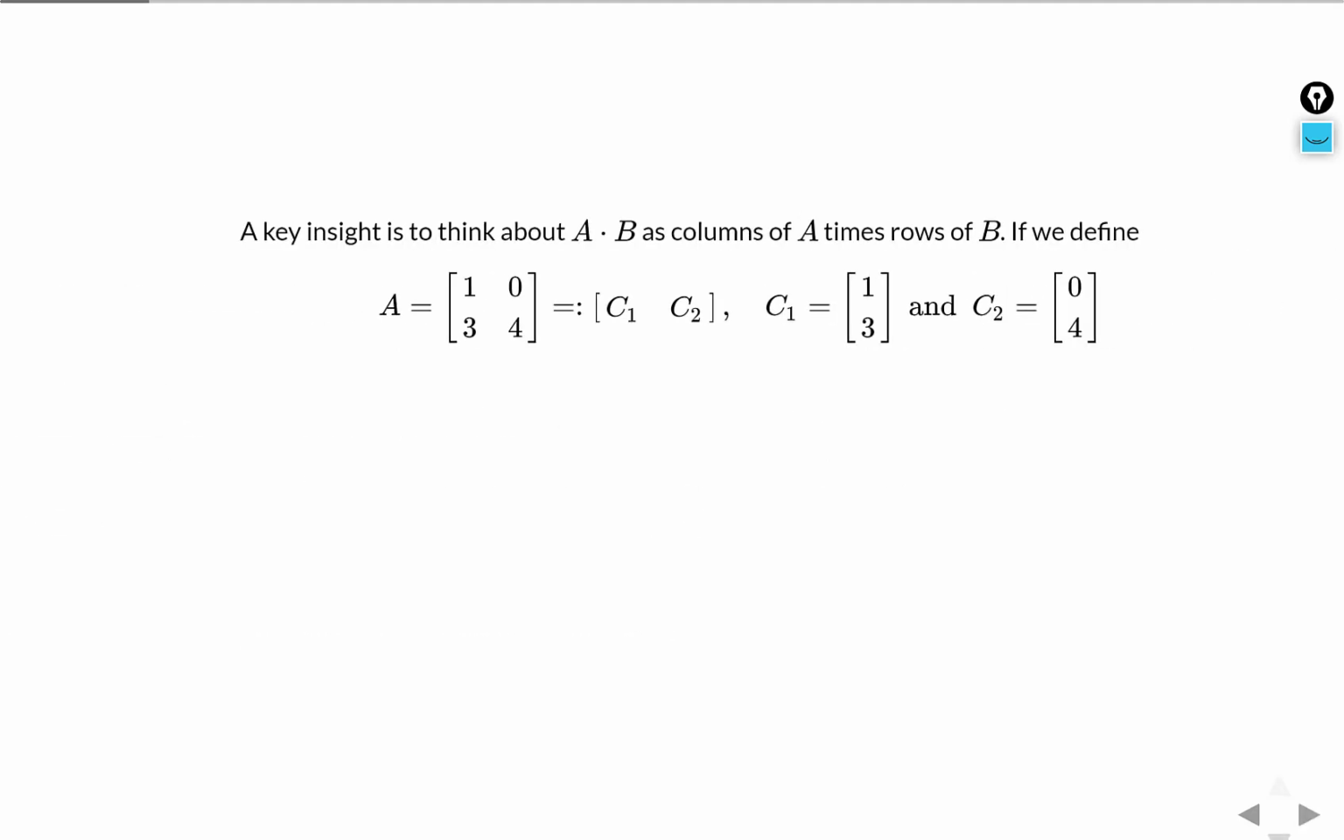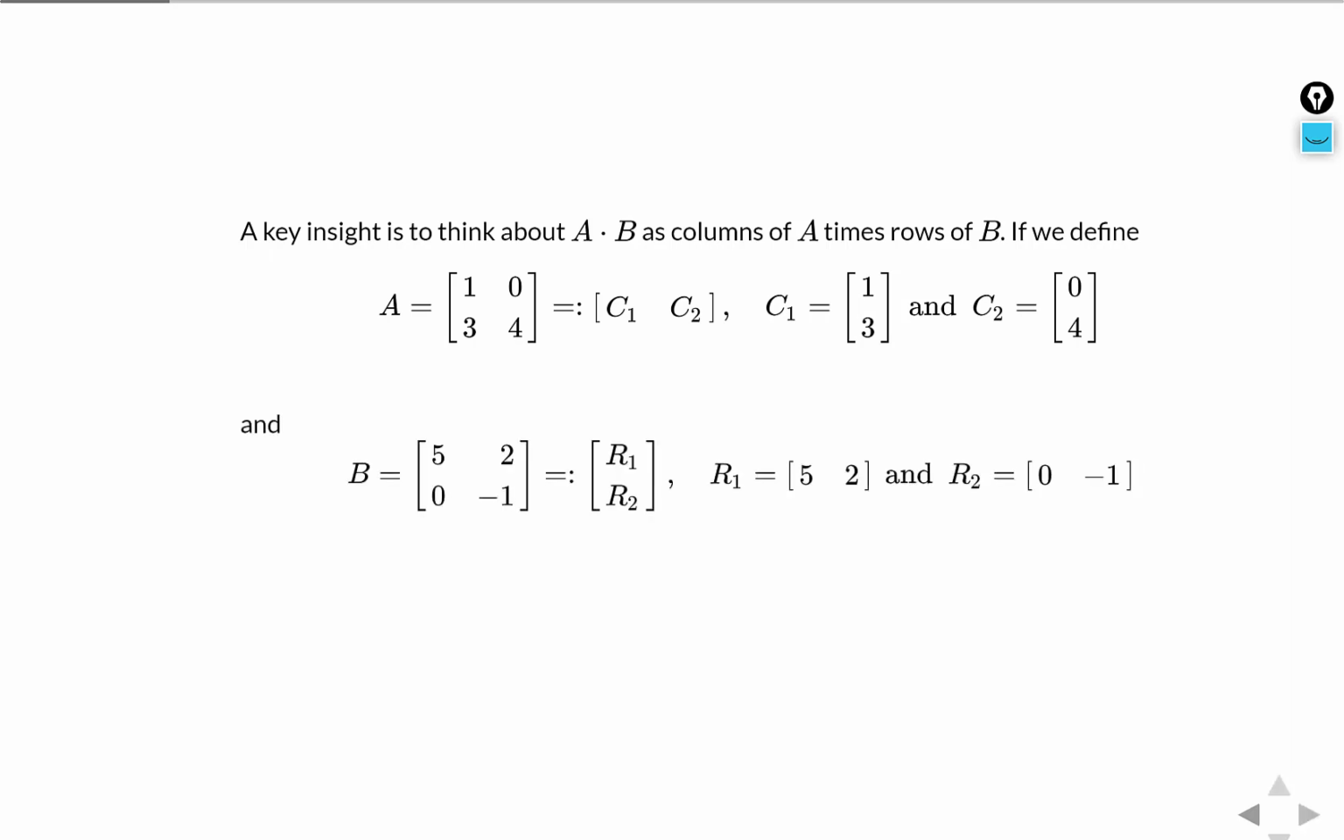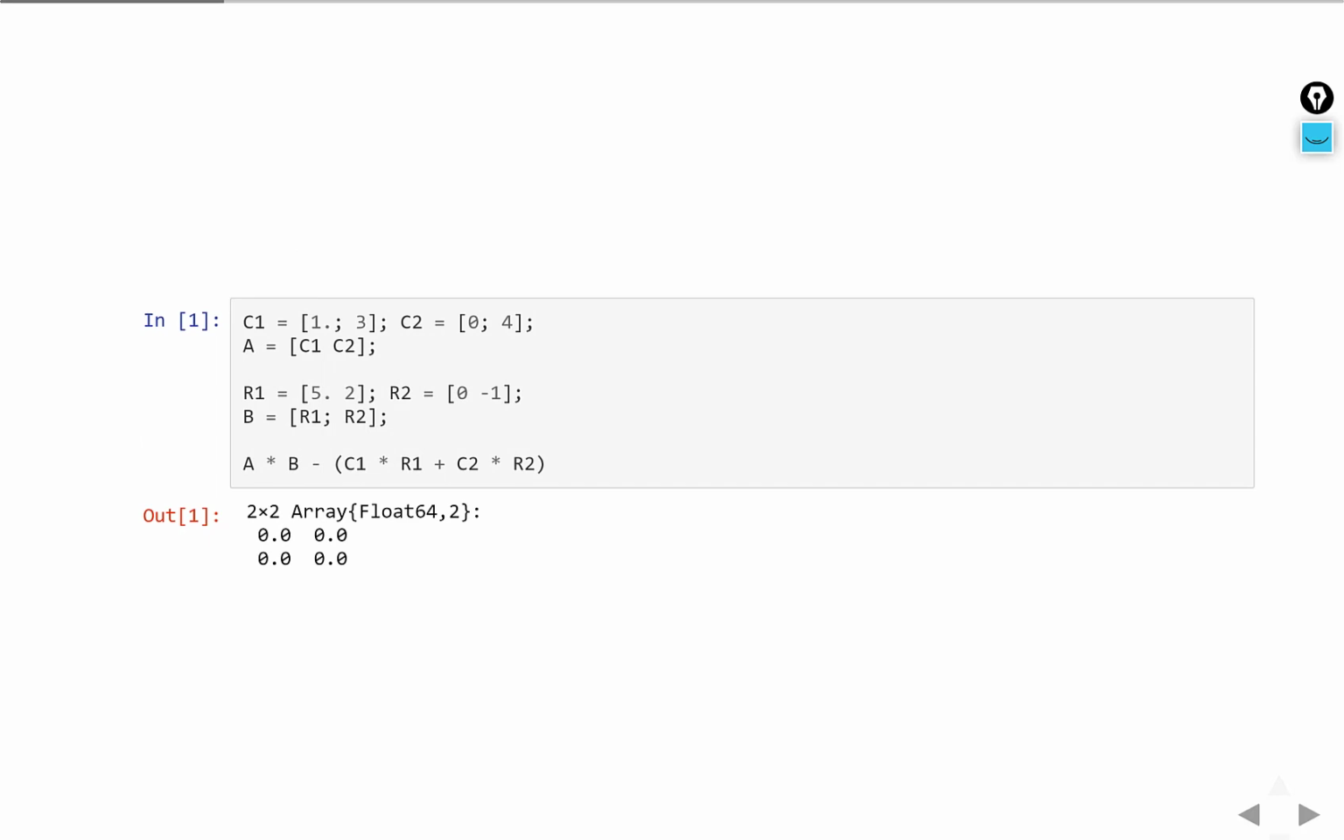A key insight is to think about A times B as columns of A times rows of B. If we partition A into its columns, we call them C1 and C2, and if we partition B into its rows, we call them R1 and R2, we can think about A times B as C1 times R1 plus C2 times R2. And we can verify this in Julia to see that C1 times R1 plus C2 times R2 is the same as A times B.